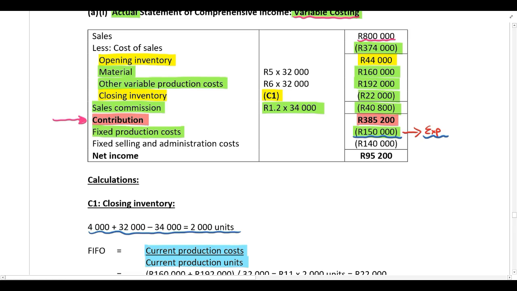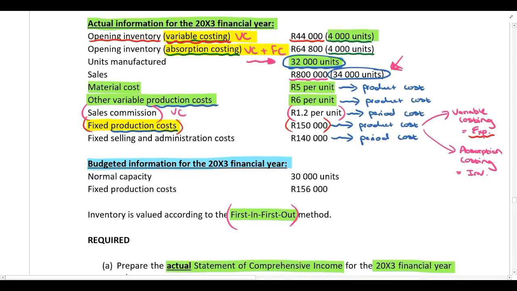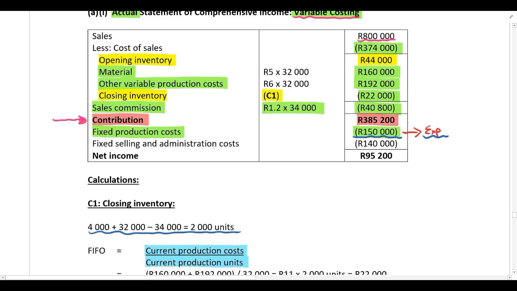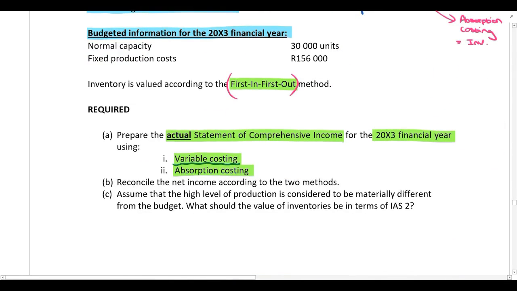Then after we have contribution, we deduct all of our fixed costs. We have already deducted the fixed production cost, but we also had fixed selling and admin costs in this question. So deduct your fixed selling and admin costs, and you can then calculate your net income. So that deals with the first part of the required. We've prepared the actual statement of comprehensive income using variable costing. We are now going to prepare the actual statement of comprehensive income using absorption costing.